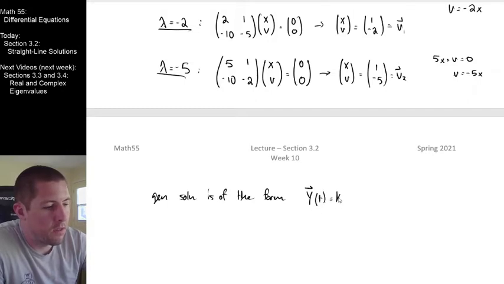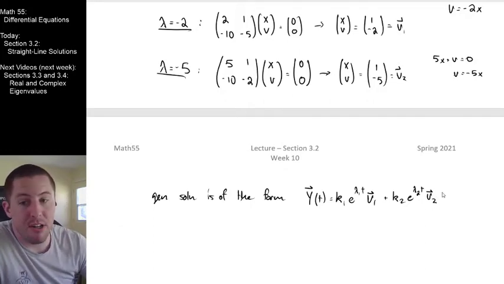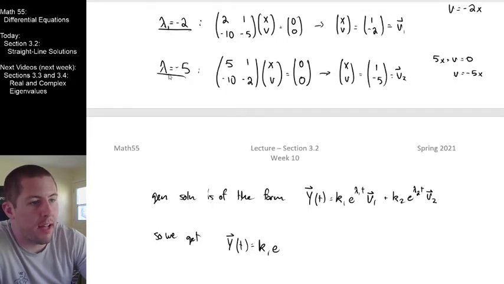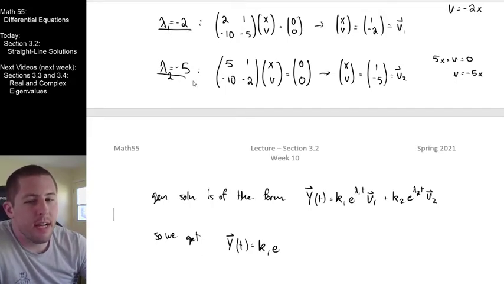y of t equals k1 e to the lambda 1 t times our first eigenvector plus k2 e to the second eigenvalue times t times our second eigenvector. And remember, it matters that you keep your eigenvalue-eigenvector pairs together. These aren't mix and match here. So we get y of t equals k1 e to the, I'm just going to call that 1 and 2 for right now. We'll discuss in the next couple sections why we sometimes prefer to order those in a certain order.